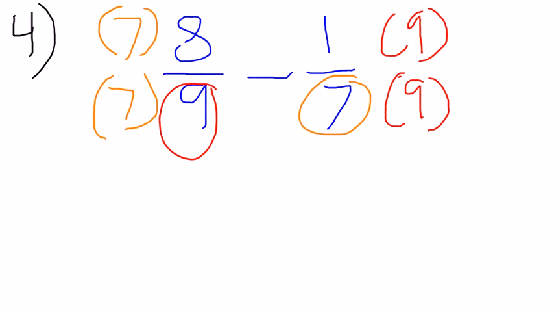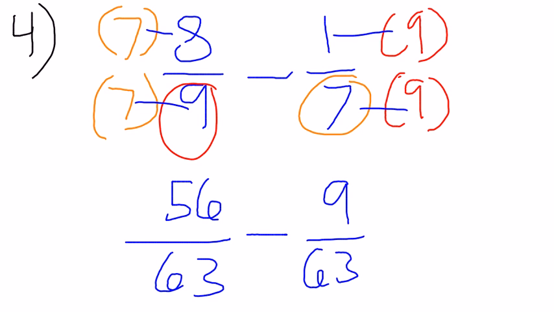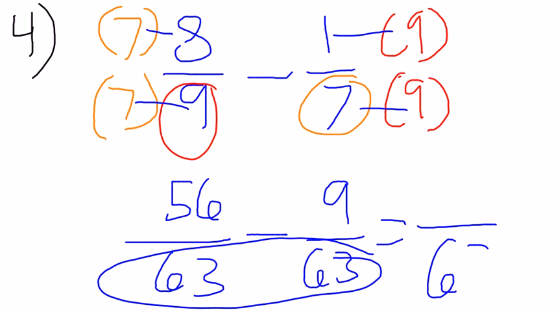And then we got 8 times 7 is 56, and 7 times 9 is 63. Subtract, 1 times 9 is 9, 7 times 9, 63, equals, well, 63, the bottoms are the same, so the bottom stays the same for our answer. Then we're going to subtract 56 minus 9 to equal a grand total of 47. They do not have a greatest common factor, so that is the answer for number 4.